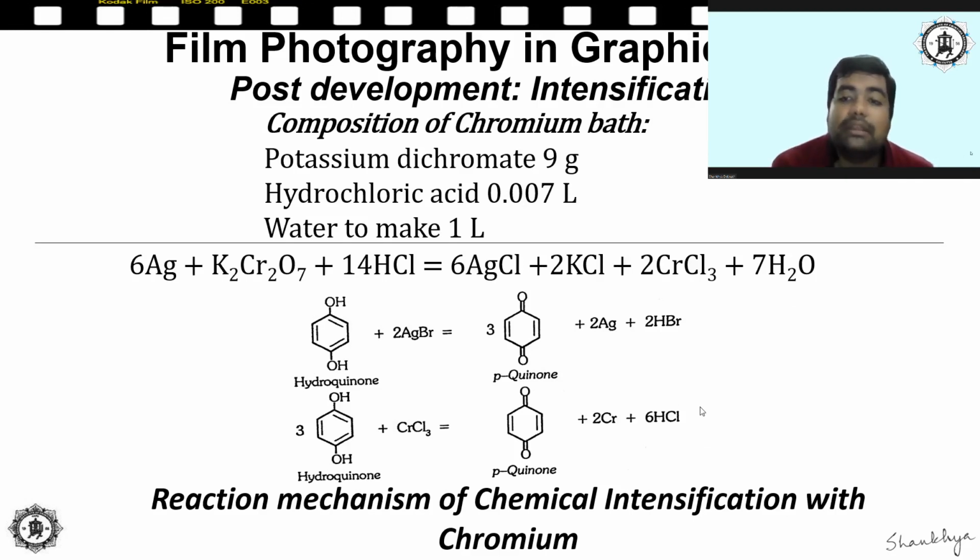Next we have the chromium intensifier. Chromium intensifier is a proportional intensifier. The amount of intensification is proportional to the amount of silver present in the negative. Therefore, denser areas of the negatives are more affected than the thinner or the lighter areas. Chromium intensification is useful for increasing contrast since it has little effect on thin and shadow areas.